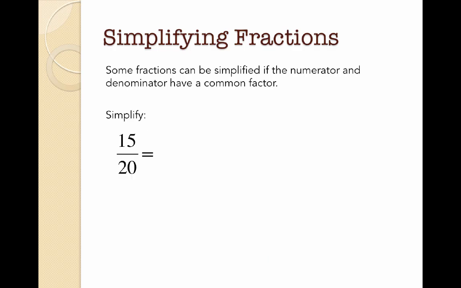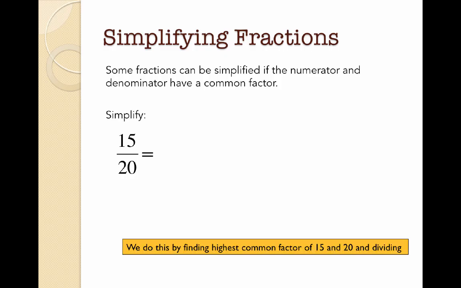Let's take a look at an interesting case of 15 over 20. Here I can see that both numbers will be divided by a highest common factor of 5. So what I'm going to do is divide 15 by 5 and 20 by 5. This will give me a simplified fraction of 3/4.